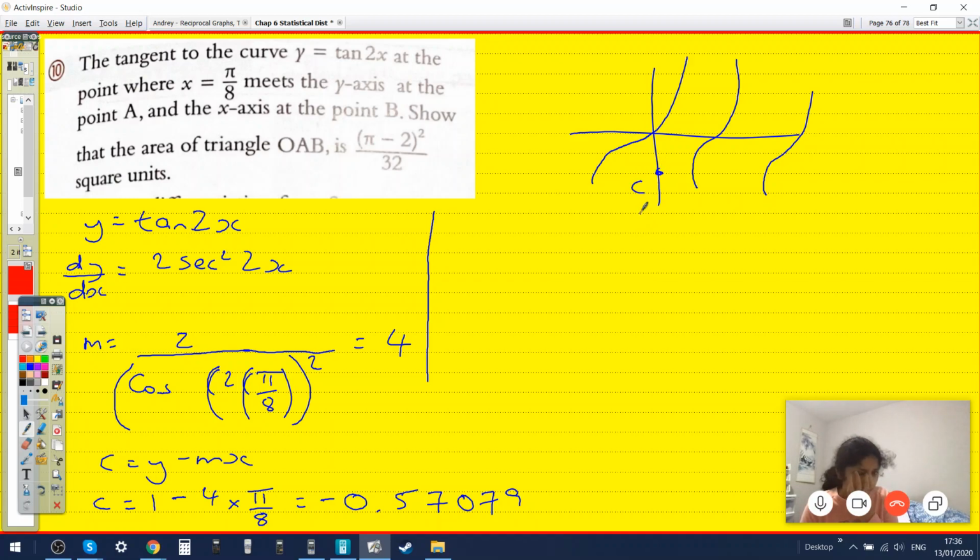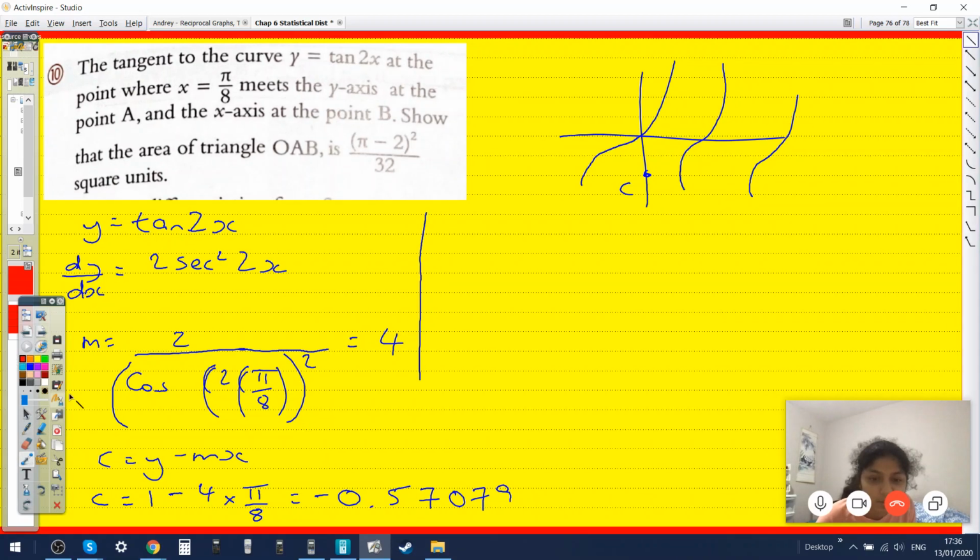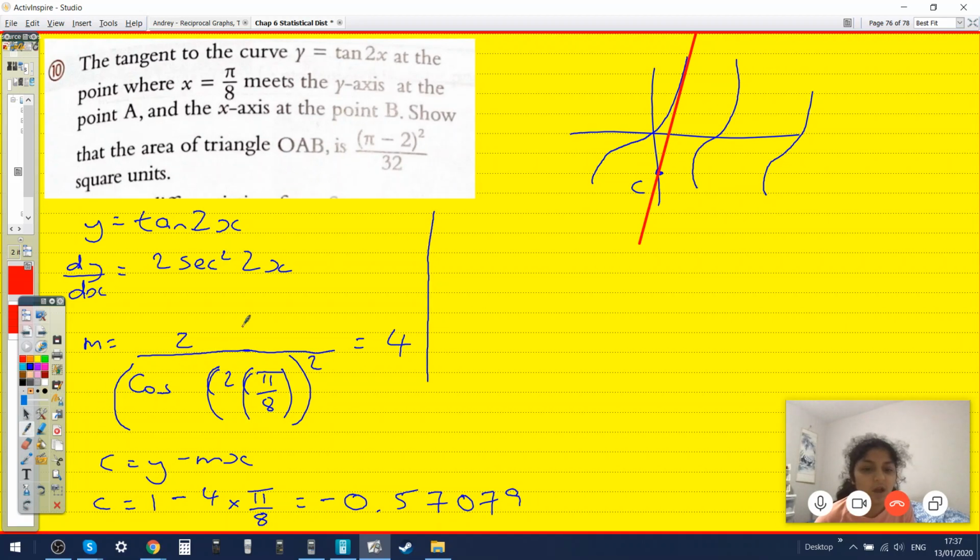Now that you know the equation of the tangent, which is y is equal to 4x minus 0.57079, you can find the y-intercept. Well, you know what the y-intercept is. You can find the x-intercept. Then you can find the coordinates, and then you have to find the area.